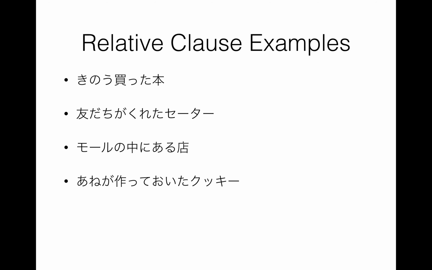The first example, kinou katta hon, is the book that I bought yesterday. And then you can take this phrase and put it into a longer sentence. For example, kinou katta hon o sugu yomitai desu. I want to read that book I bought yesterday right away.